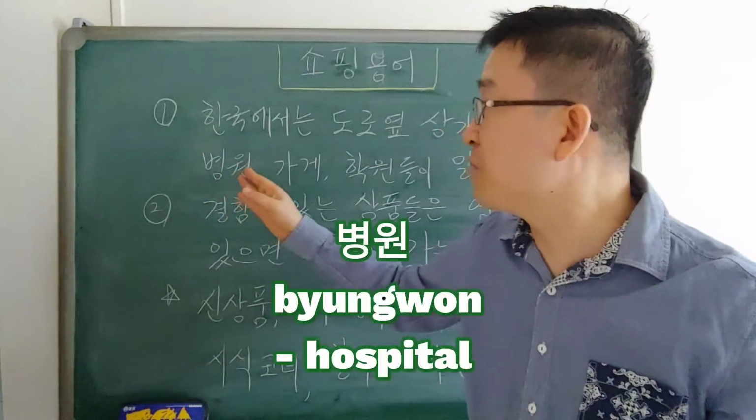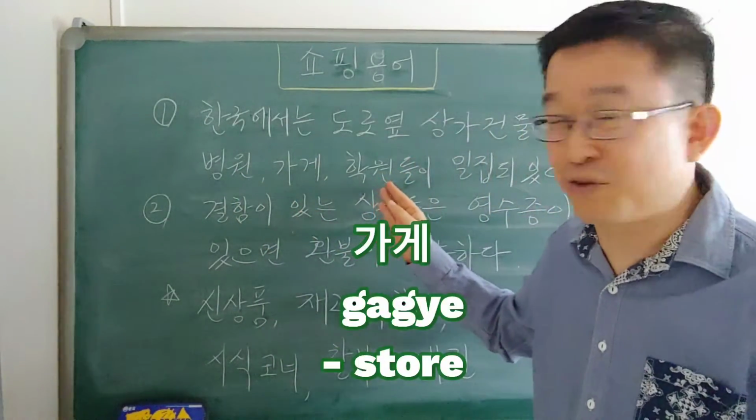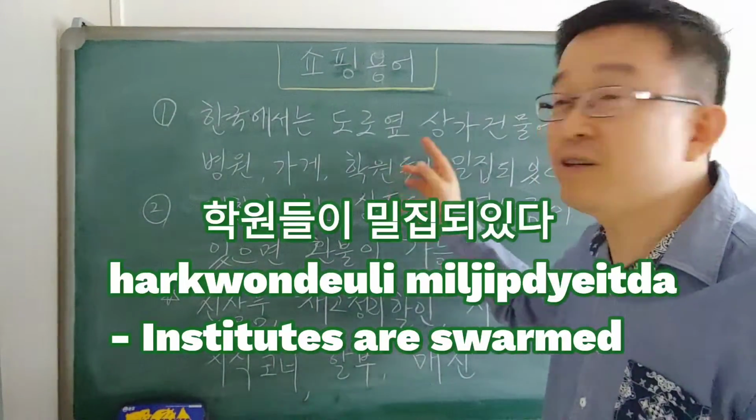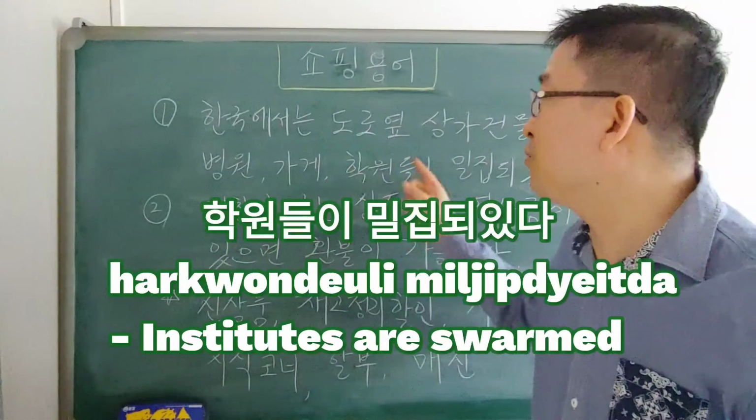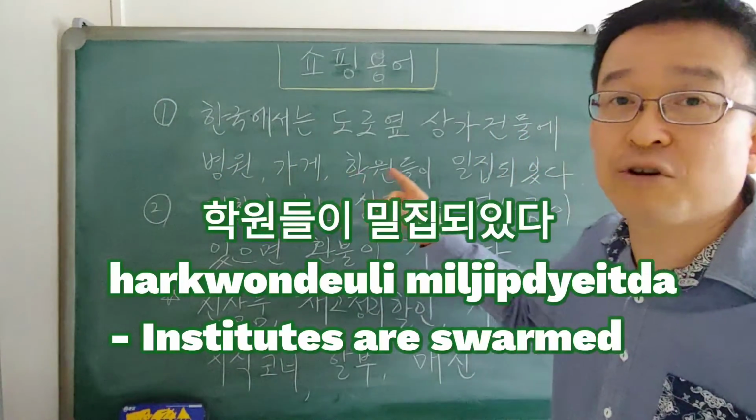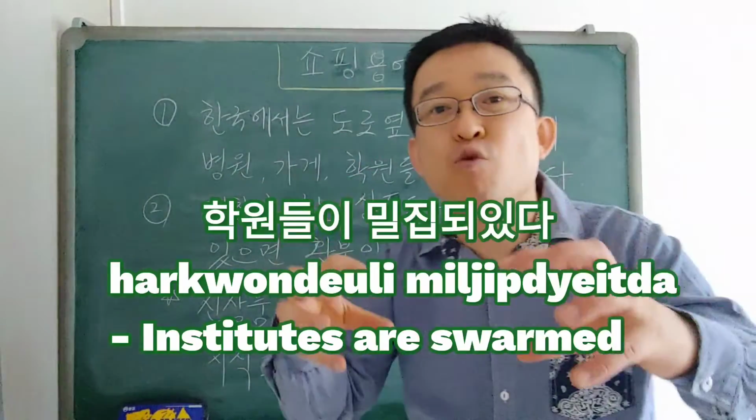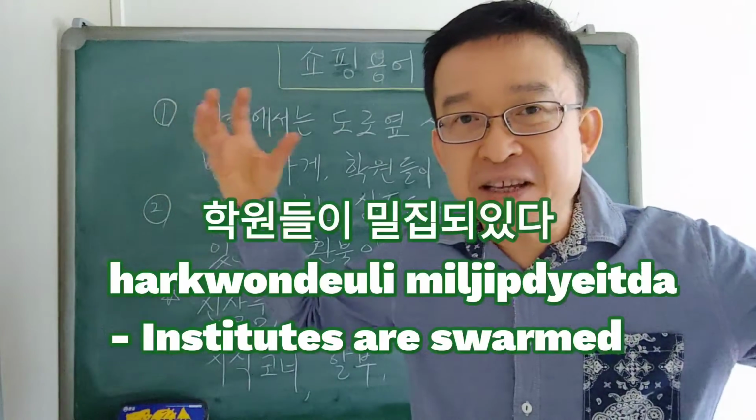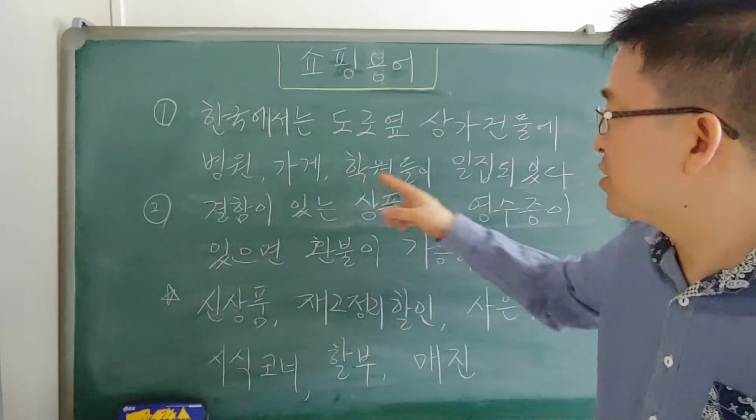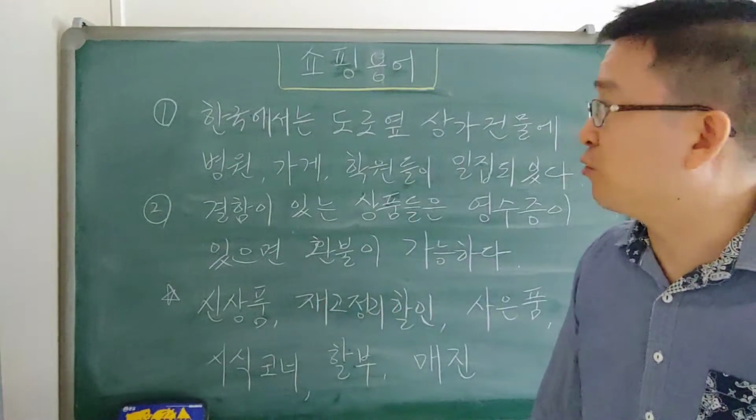병원 means hospital. 가게, store. 학원, institute. I used to be an institute teacher. So 학원들, 들 is, as I said before, plural, so 학원들 means institutes. So 병원, 가게, 학원들이 밀집돼 있다. 밀집 means swarmed. So many stores swarmed in one building. So hospital, store, institutes are swarmed in commercial buildings nearby the road in Korea.